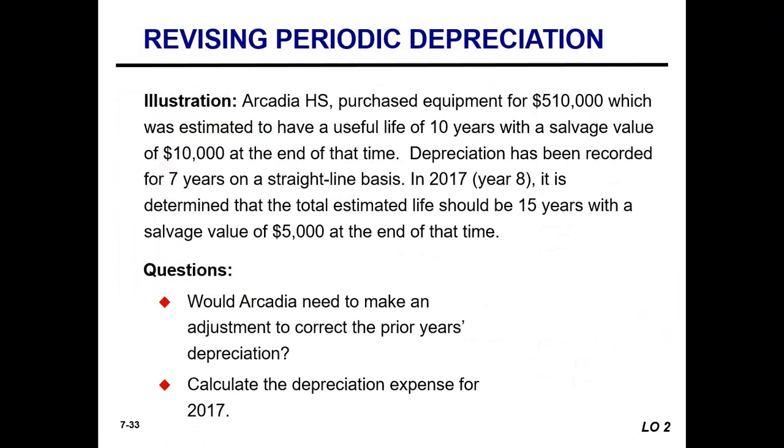An illustration. Equipment was purchased for $510,000, useful life of 10 years, salvage value of $10,000. They've recorded depreciation for 7 years. In 2017, year 8, they determined that the total life should be 15 years with a salvage value at the end of that time instead of 7 years and $10,000. We do not need to correct prior years, but we would have to calculate a different depreciation from 2017 forward.